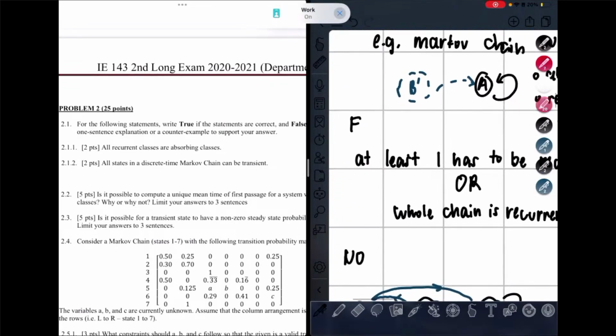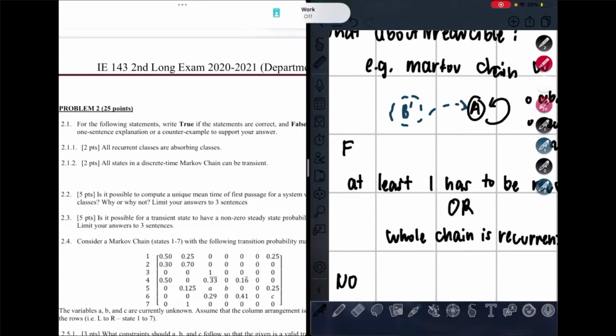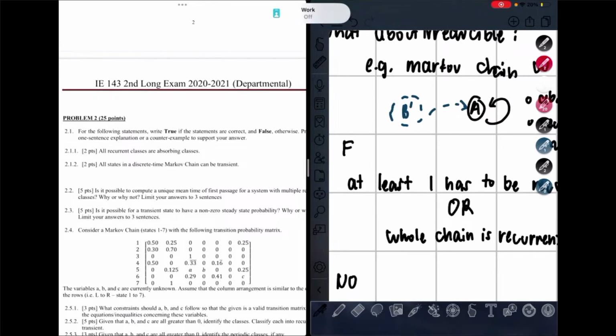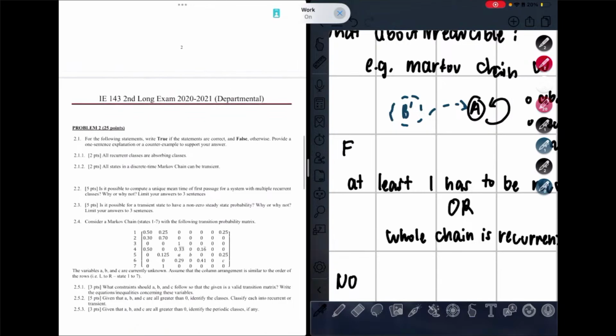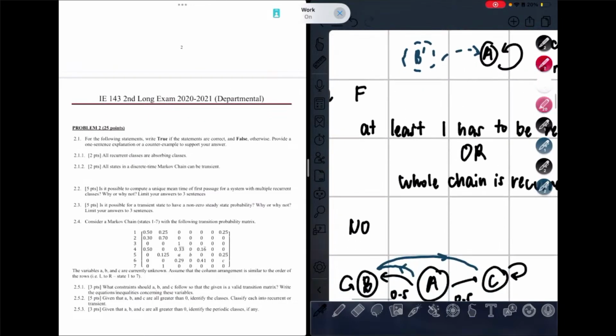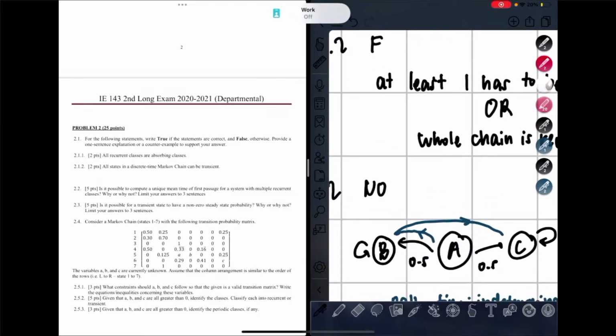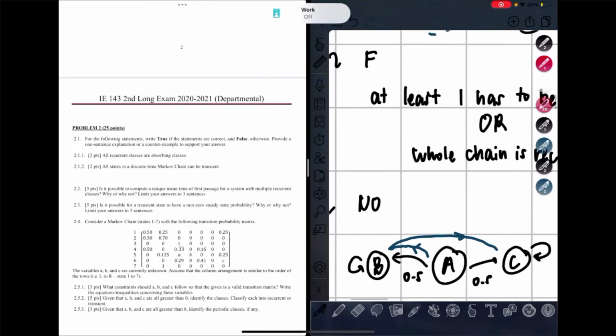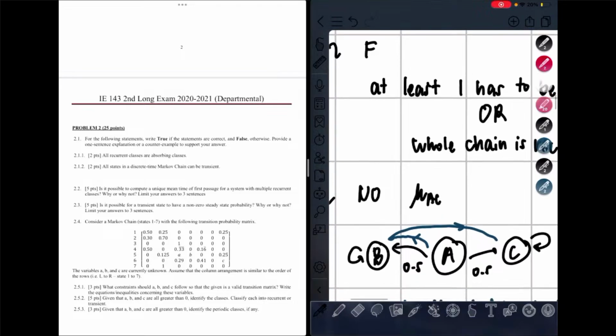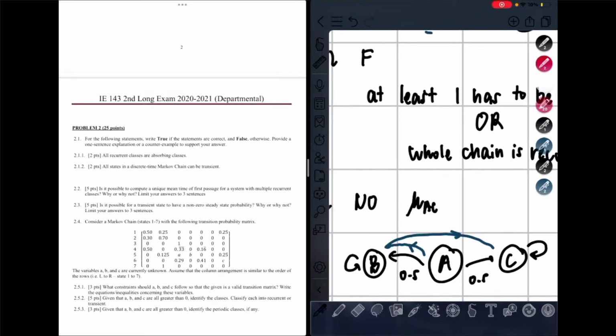This is false. For 2.2, is it possible to compute a unique mean of first time passage for a system with multiple recurrent classes? And then why or why not? The answer is no. The reason is, suppose we get the mean amount of time to go from A to C. So mu AC. So we have to get the average of the chance of A going to C and how long that takes.